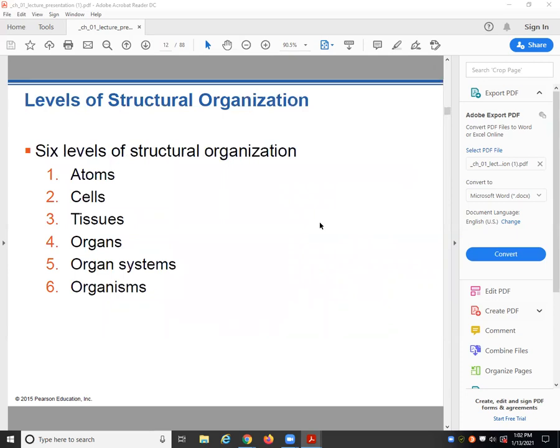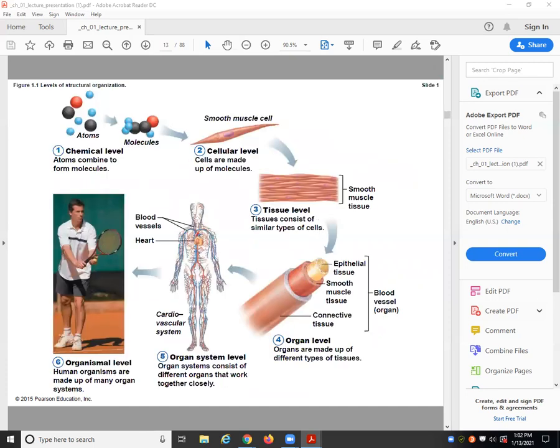like your heart, your eye, kidney. Organs that are related make up organ systems. All the organ systems work together to create an organism. Okay. So here's an illustration of that.